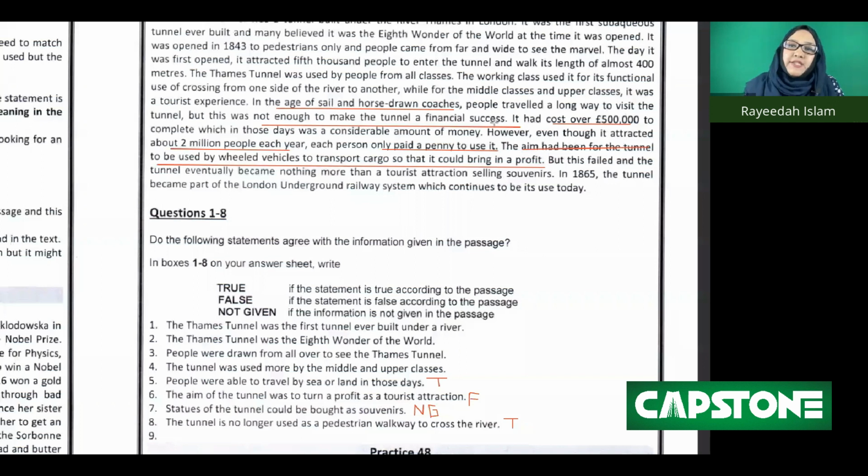Just like in this passage, এখানে আমি বলেছি যে passage দেওয়া আছে যে tourist attraction selling souvenirs. So souvenirs were sold in this tunnel. কিন্তু কোথাও বলা হয়নি যে কি ধরনের souvenirs sold করা হচ্ছে. But এখানে আমাদের বলা হচ্ছে the statues of the tunnel. So যেহেতু কোথাও বলা হয়নি, কোথাও দেওয়া হয়নি, therefore it's not given.